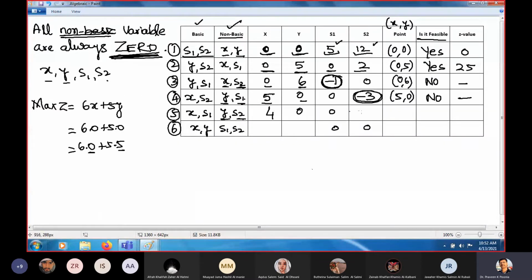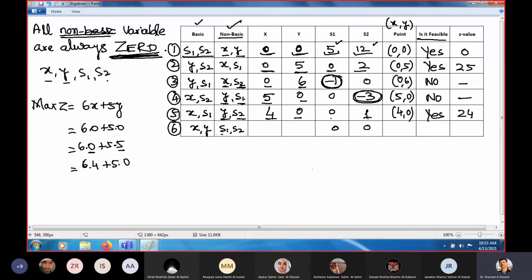So the value of x is 4 and the value of S1 is 1. So what is the point? 4, 0. Is it feasible? Yes, because all values are positive: 4, 0, 0, 1. Now find the value of Z. 6 into 4 plus 5 into 0. 24 plus 0. So the answer is 24.